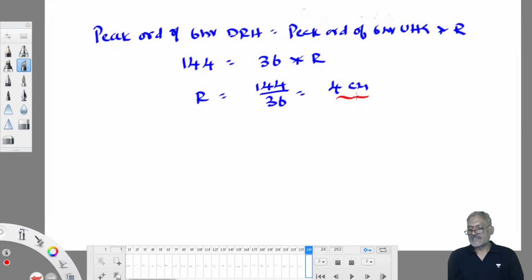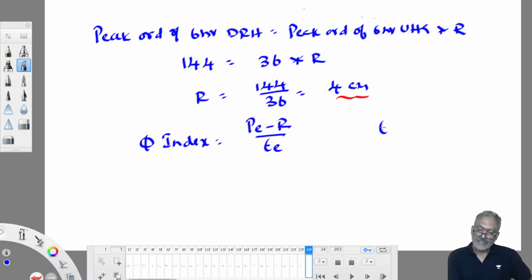1 centimeter is 36, so for 4 centimeters the peak ordinate is 144. Including base flow, it is 150. That's what is given. Therefore, the average storm loss index is equal to (P minus R) by TE. Here TE is the 6-hour storm, meaning the duration of storm is 6 hours.